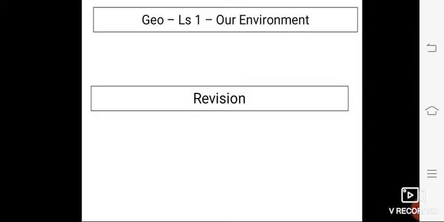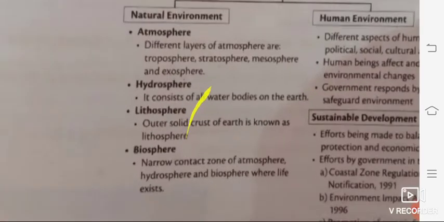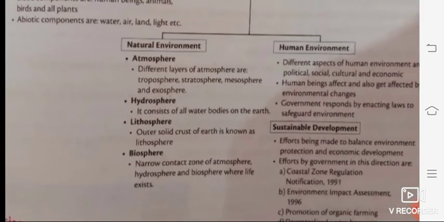Now the fourth one, that is biosphere. Biosphere is a narrow contact zone of air, water and land where living organisms exist. Okay, it is made of distinctive zones called biomes. What is a biome, students? It means a large naturally occurring community of flora and fauna occupying a major habitat.